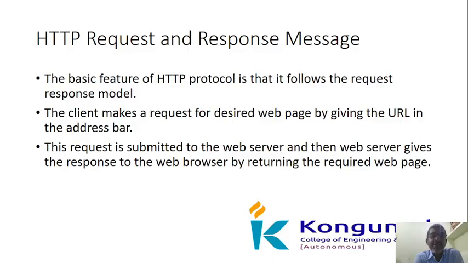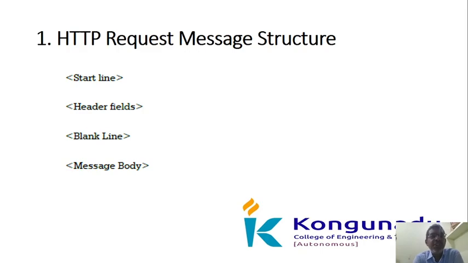The client makes the request for the web page by giving the URL in the address bar. Take a simple example: suppose I am going to search for Google Meet, so I give the URL name directly in the address bar. Once the request has been submitted, the web server gives the response to the web browser by returning the required page which is needed by the user. Okay. So how is the structure of the HTTP request message?